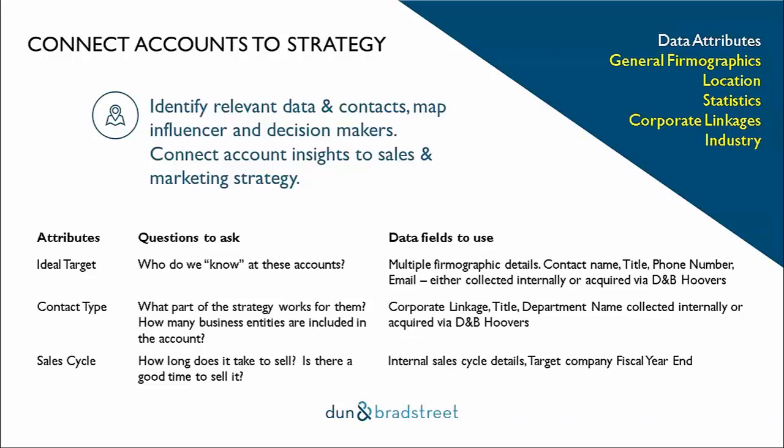Data here is key to make sure you have every strategic member of that target account matched up to your approach. So the information that you need along this step is multiple firmographic details, contact name, title, phone number, email, and those would be collected internally or acquired from Dun & Bradstreet via D&B Hoovers. We've got corporate linkage so you understand the accounts involved, and then the target company fiscal year can really drive what your strategy is and how you want to reach out to that account.